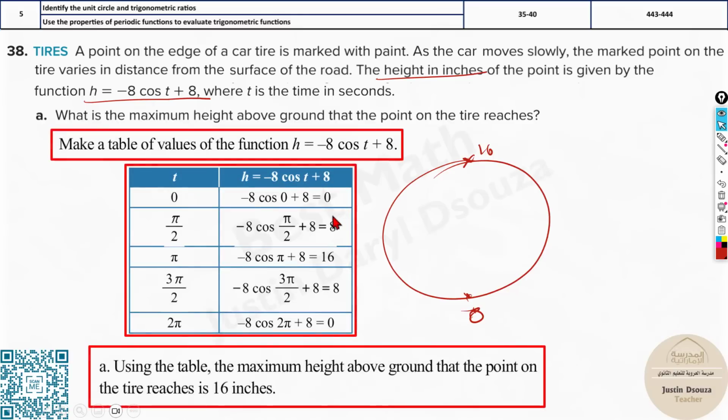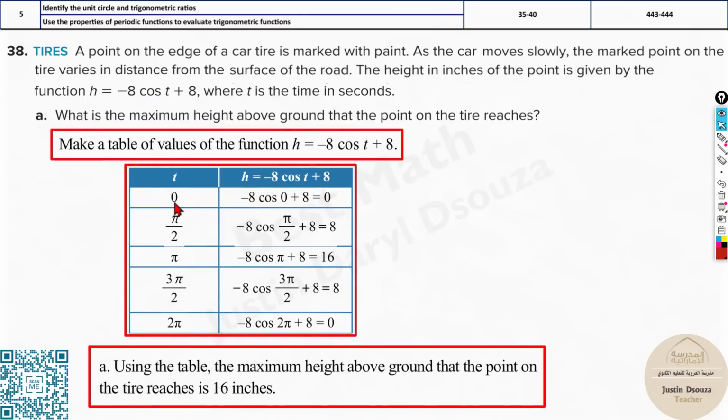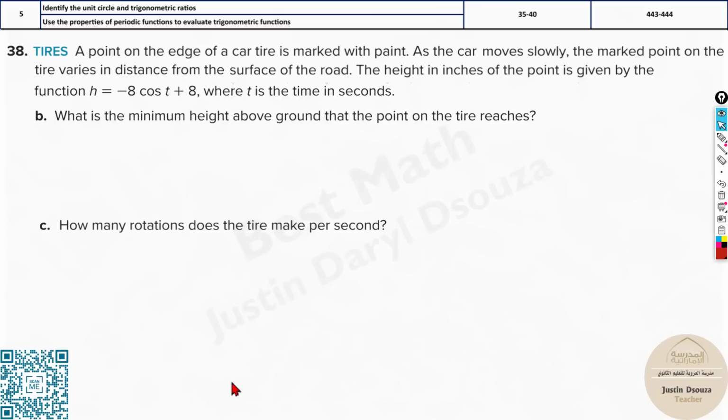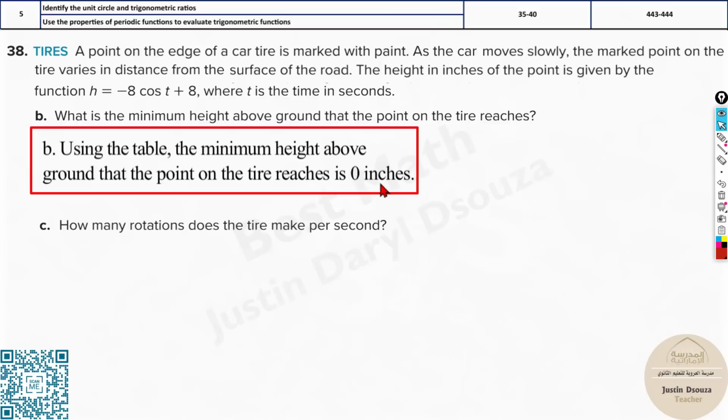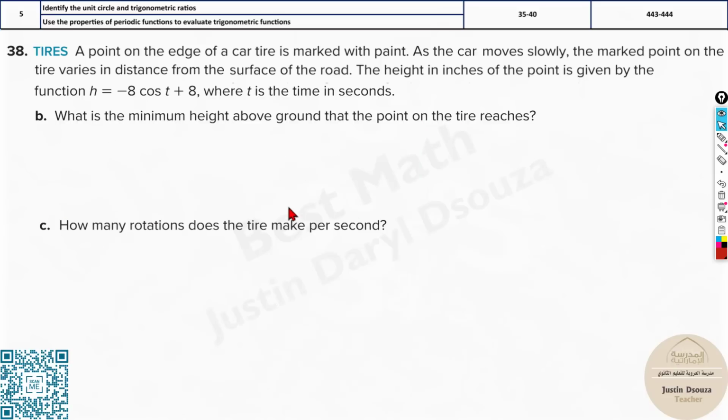So you can see, now here they have taken a period. The step is of 90 degrees. We have taken 45 degrees. That's fine. We'll get more points. Here also you can see it's maximum 16, lowest is 0. So it's 16 inches. And what is the minimum height above the ground that the point on the tire reaches? Minimum is 0 basically. There's no height at all. We saw it just now, right? Here in this figure, that's 0.